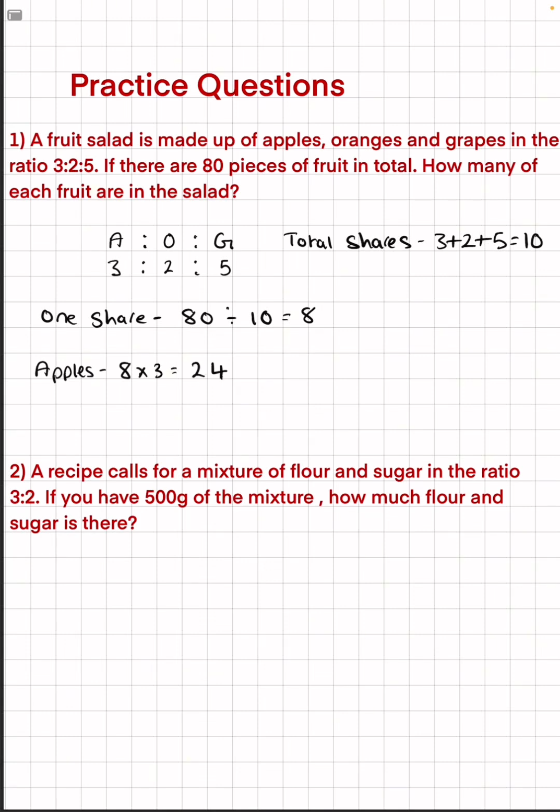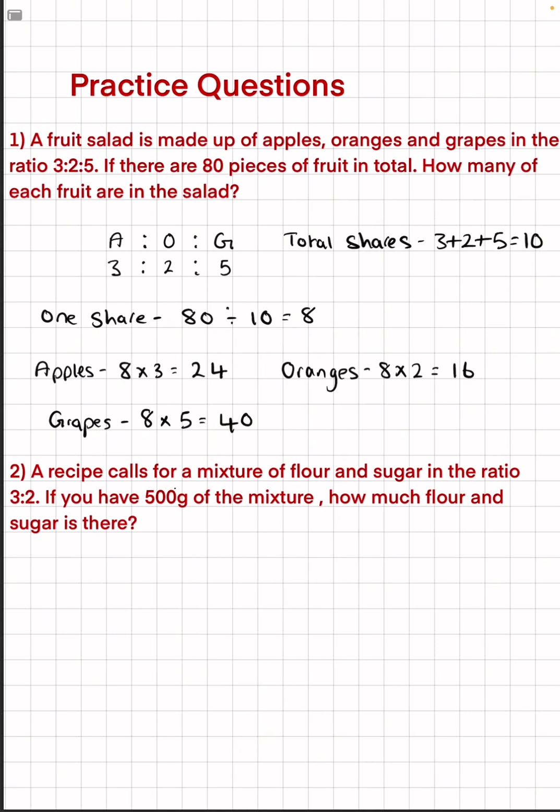So there's 24 apples. To work out the number of oranges, we need to multiply 8 by 2. 8 times 2 equals 16. So there's 16 oranges. And to work out the number of grapes, we do 8 multiplied by 5, which equals 40.